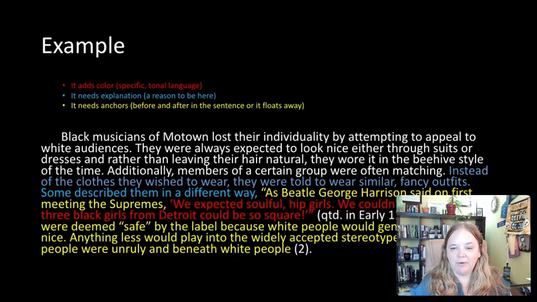It's an explanation of why this quote is coming. Instead of the clothes they wish to wear, they were told to wear similar fancy outfits. Some described them in a different way. And then we have our quote. So this is an introduction to the quote.